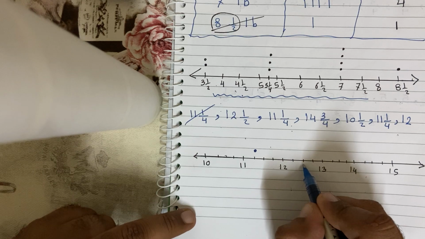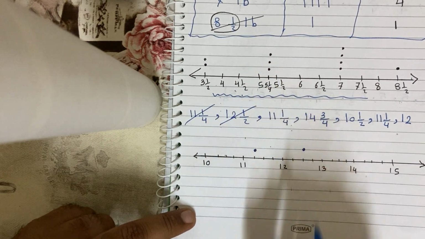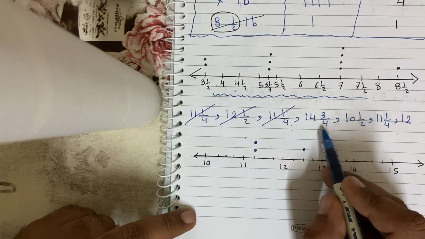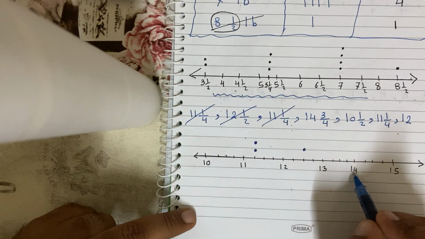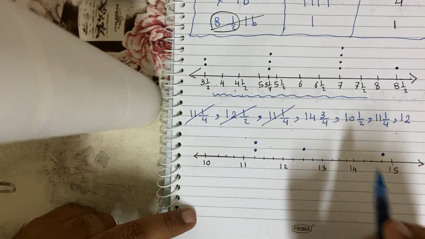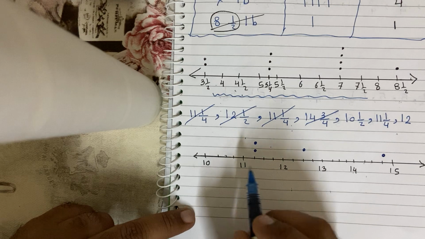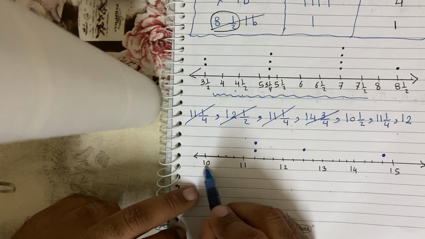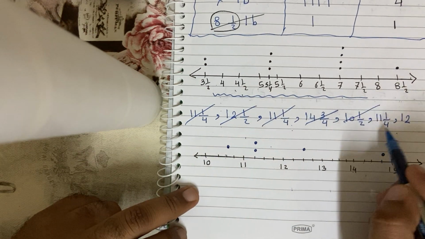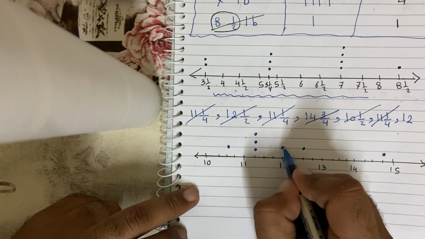12.5 is in the middle between 12 and 13, like that. 11.25 again here. 14.75 is after 14 with 3 dashes. 1, 2, 3 here. 14.75. 10.5 in the middle between 10 and 11 here, exactly here in the middle. 11.25 again here. 12 here, exactly here.